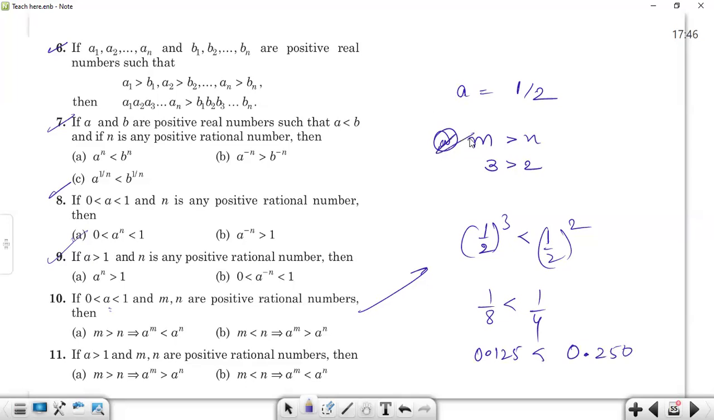Basically, what we need to understand is, when the base is less than 1 and it is positive, whatsoever you increase the power, it's going to decrease. Overall, the function is going to decrease only because its base is less than 1. And if the base is more than 1 and its power is getting increased, then of course it's going to increase exponentially.